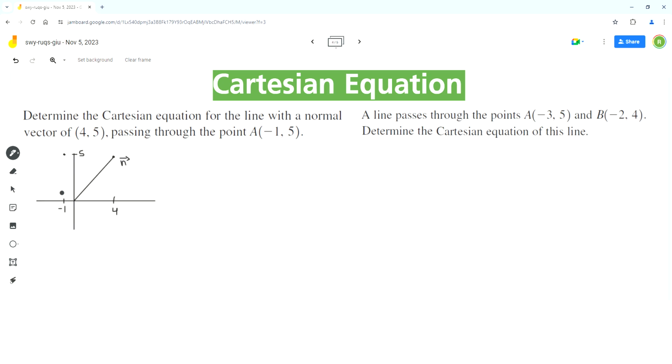By definition, the normal vector is perpendicular to the line. So we can draw the line from this point in a way that it's perpendicular to the normal vector. And this angle here is a right angle because the normal vector is perpendicular to the line. Let's assume this line is L. We have to find the Cartesian equation for this line. So let's start by writing the general Cartesian equation of a line.